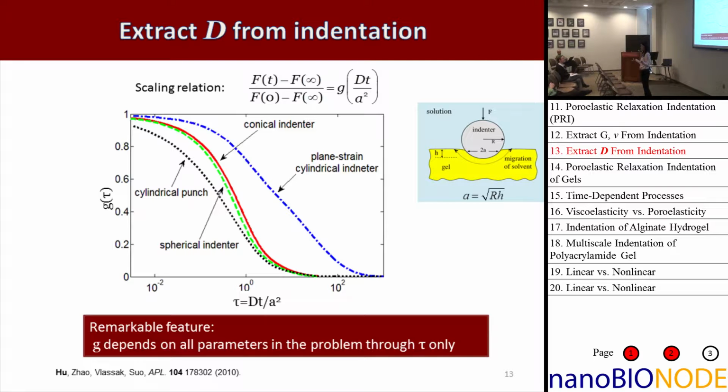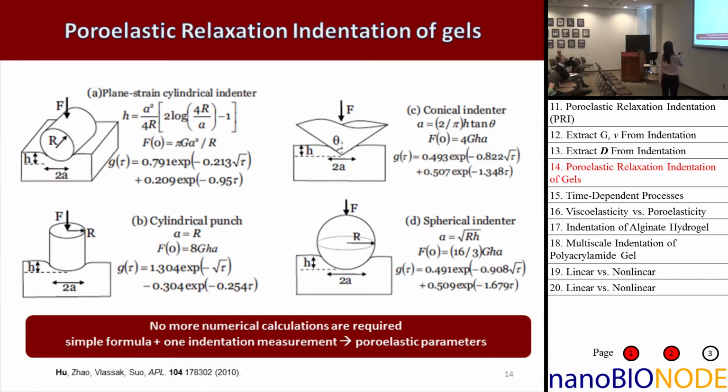It's not an explicit expression. But because it's a master curve, I can just do curve fitting to get an explicit expression for other people to use. And that's what I did. So for several shapes of indenter, this G tau function is summarized here. So from now on, people don't have to do numerical calculation anymore. They can just do one test and fit their curve to this G tau function. They can get diffusivity, right? And so you can do experiment.